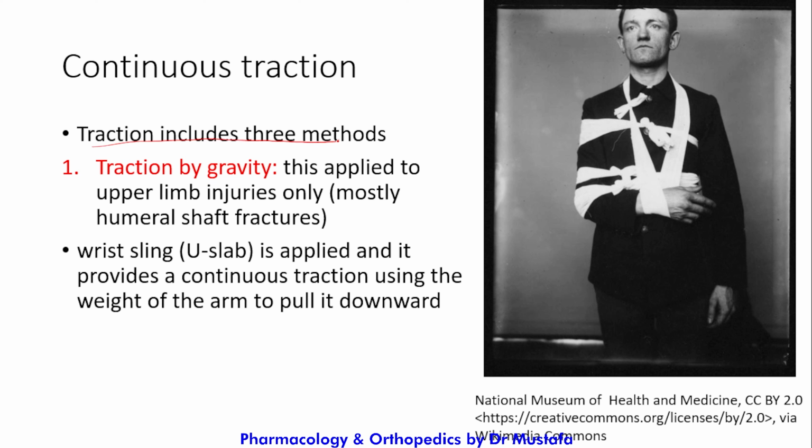Traction includes three methods: traction by gravity, skin traction, and skeletal traction. Let's start with the traction by gravity. This is applied to upper limb injuries only, mostly humeral shaft fractures. The wrist sling, the U-slab, is applied and it provides a continuous traction using the weight of the arm to pull it downward. So this is the U-slab. It is applied to the wrist and gravity would pull the arm downward, and this would lead to reduction of the humeral shaft fractures and it would hold it in place.